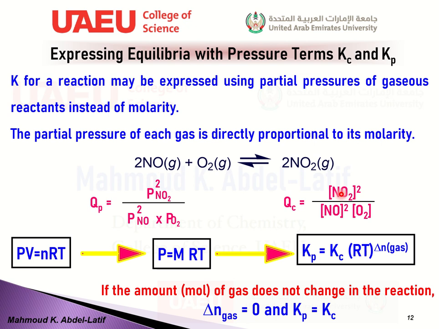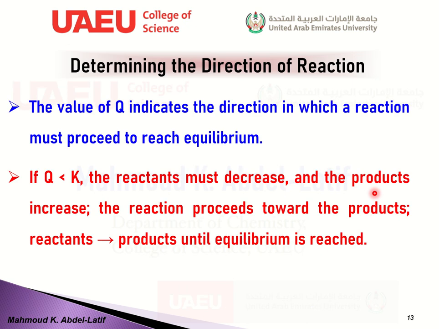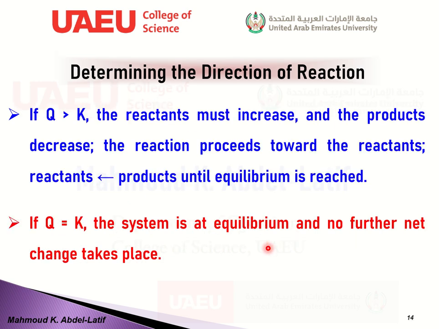In order to reach equilibrium, the reaction will favor product formation, which means the forward direction. If Q is smaller than K, the reactants must decrease and the products must increase, so the reaction proceeds toward the products. Reactants go to products until equilibrium is reached.